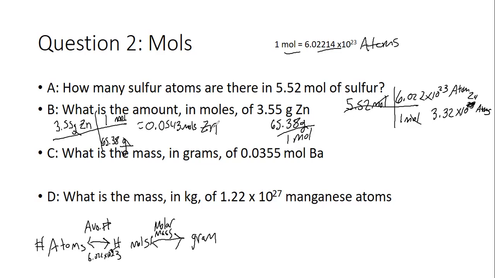So using those train track methods, we can do any conversion in the world as long as we understand how that works and we watch our units. So for the rest of time today, I want you to see if you can do C and D. Using your periodic table, tell me if I have 0.0355 moles of Ba, what's the weight in grams? Then for D, if I have 1.22 times 10 to the 27 manganese atoms, what's the weight in kilograms?